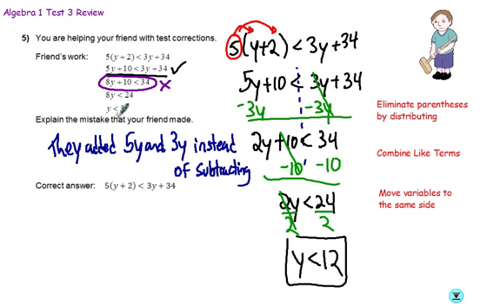Alright, so go ahead and try number 5 on the right. Remember, try it first yourself, come up with the answer, and then try to figure out where they went wrong.